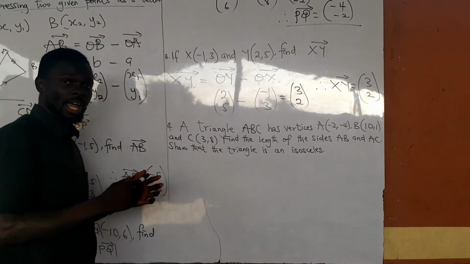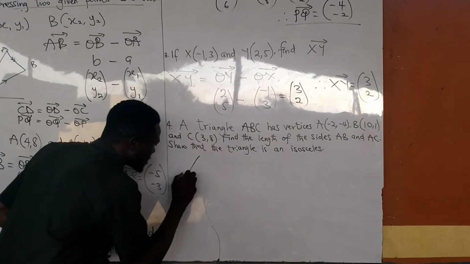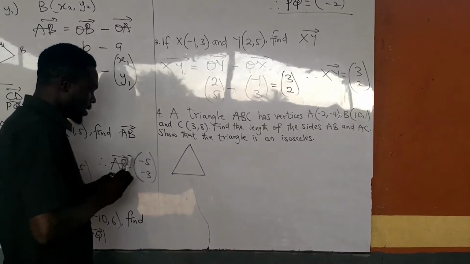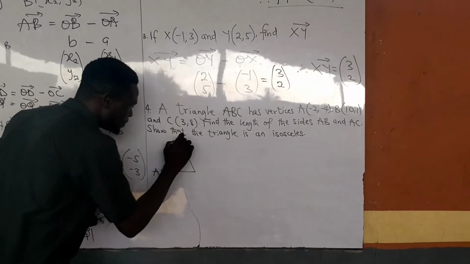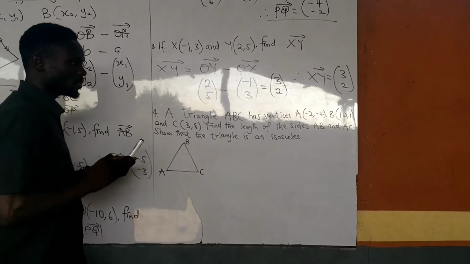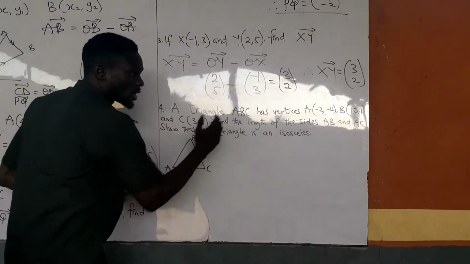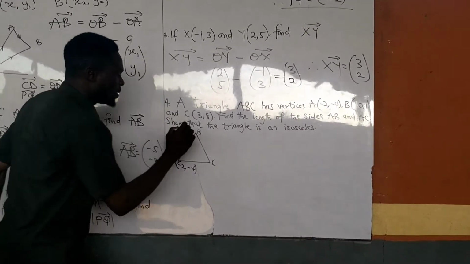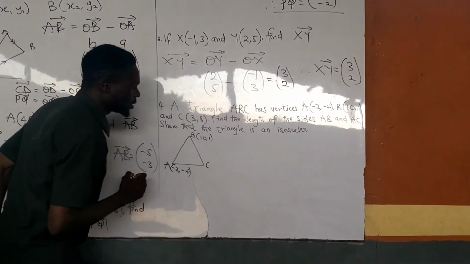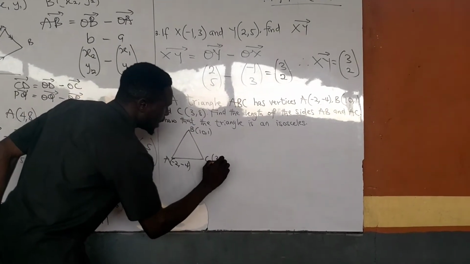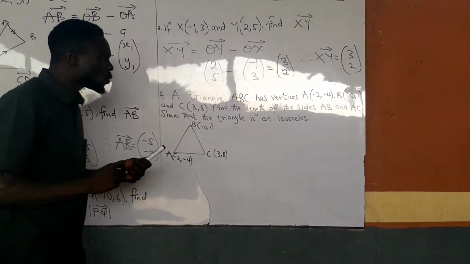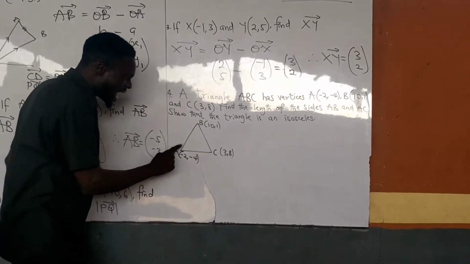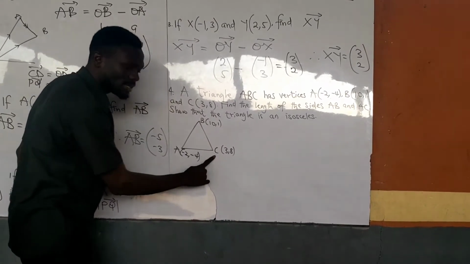So let's first draw the triangle. It has vertices A, B, and C. What is the vertex for A from the question? A is (-2, -4), B is (10, 1), and C is (3, 8). Now the question is asking you to find the length of the sides AB and AC.